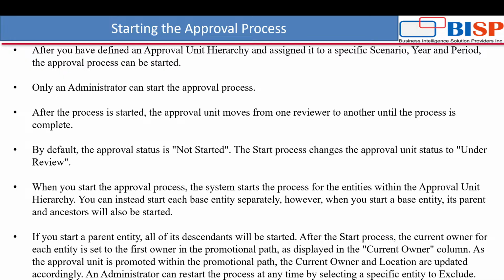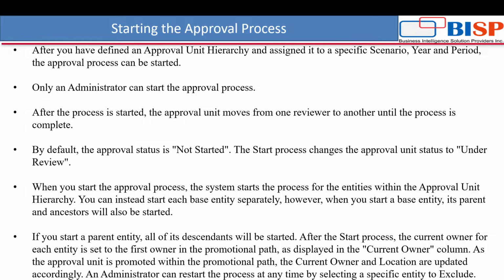You can start at two different levels: start the process for the entire hierarchy, that is, all entities move to review, or start at a base entity, where its parent and ancestors also start automatically. For example, if you start approval for the New York entity, then the USA region and the global hierarchy also start because they are linked. As each entity moves forward, the Current Owner column updates to show who is responsible at that stage. Admin can also restart the process if needed, or exclude certain entities here, right?